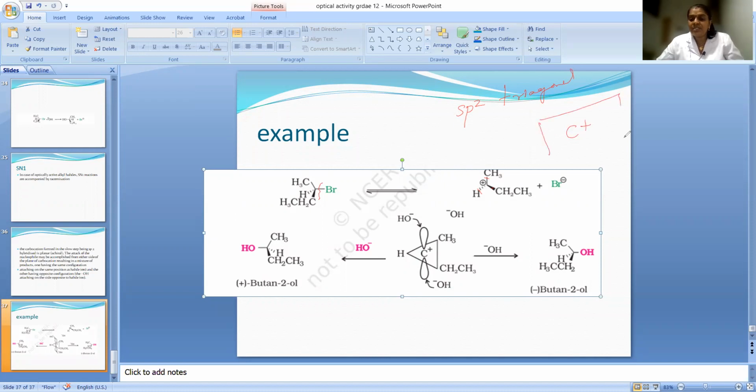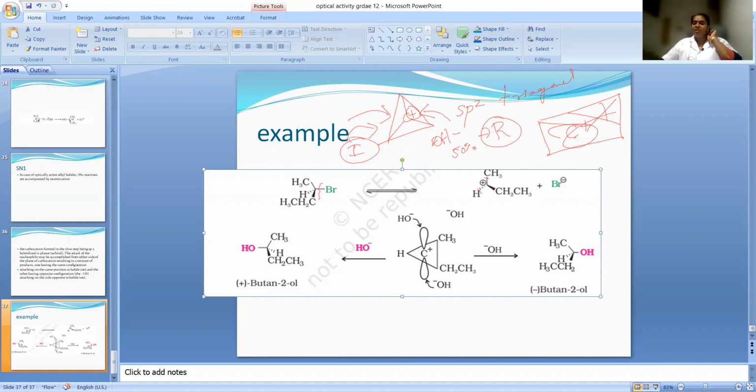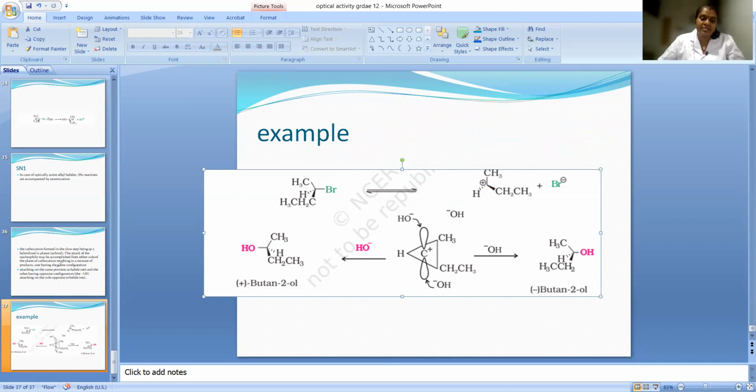Since the central carbon atom is trigonal planar, the incoming OH minus has an equal possibility to come from this side and the opposite side. So 50% will come from this side, resulting in retention of configuration, and 50% will come from the other side, resulting in inversion. So you will get 50% of each configuration, which results in racemization. Understand? Both configurations we get 50%, because there is an equal possibility of attack from this side and that side, because the carbocation formed is planar. That is the reason.